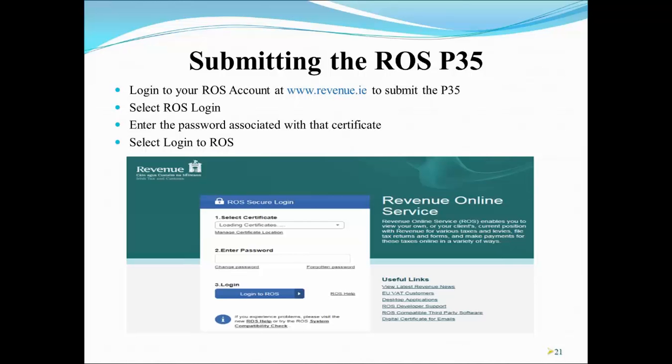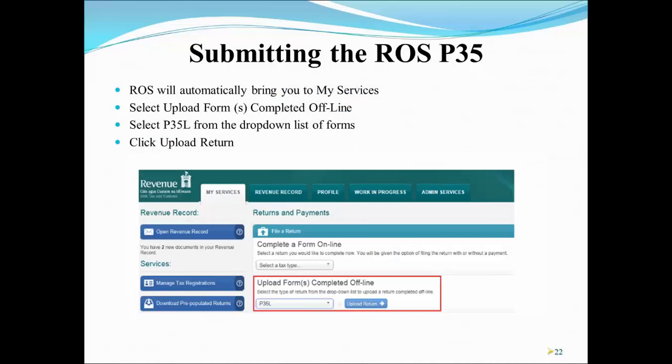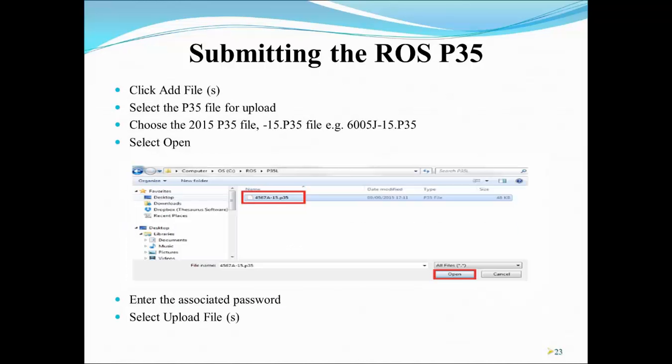So submitting the ROS P35 then, you log into your ROS account at revenue.ie to submit the P35 and select ROS Login. Enter the password associated with that certificate and select Login to ROS. ROS will automatically bring you to the My Services section. You would select Upload Form Completed Offline and select P35L from the drop-down list of forms and click Upload Return. You click on Add File, select the P35 file for upload.